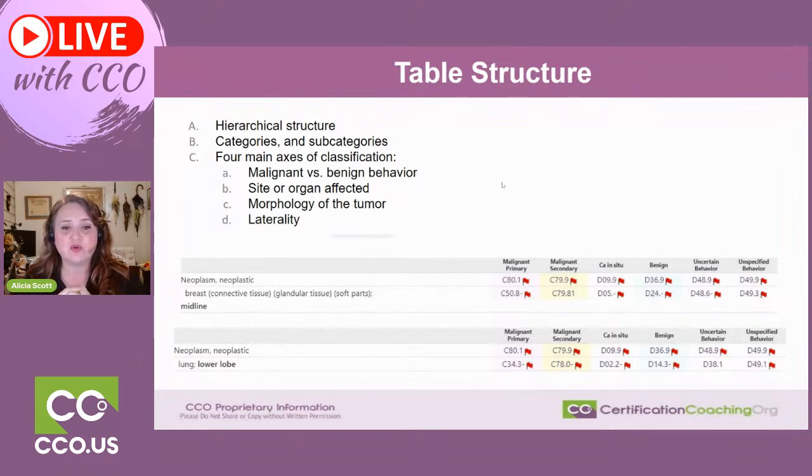And then the code for malignant primary is C34.3. But those other characters will use the laterality. That's why there's a hyphen there. C78.0 is malignant secondary. Cancer in situ, D02.2, benign, D14.3, uncertain behavior, D38.1, and D49.1.